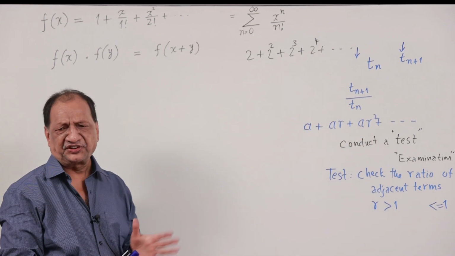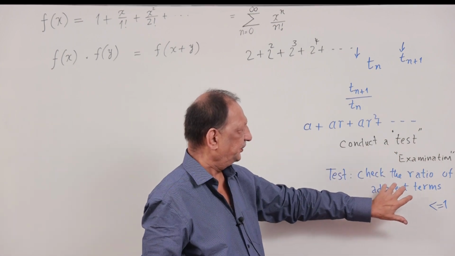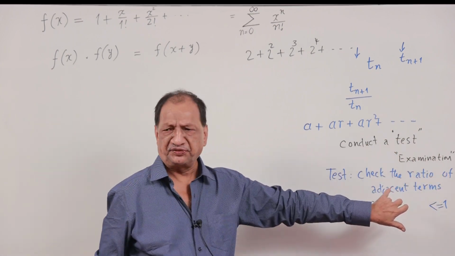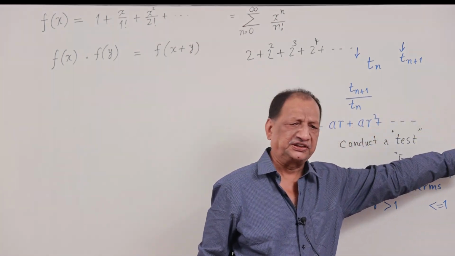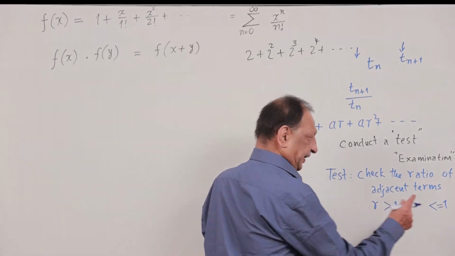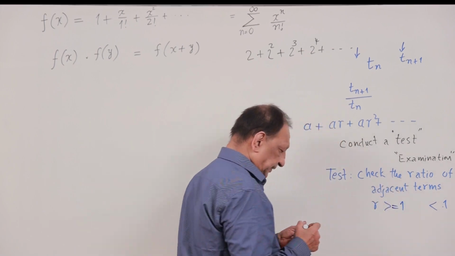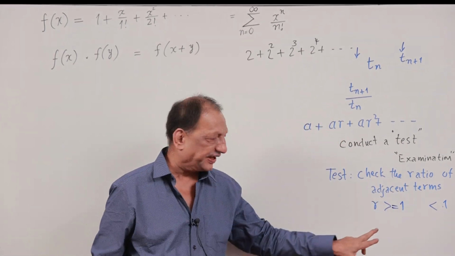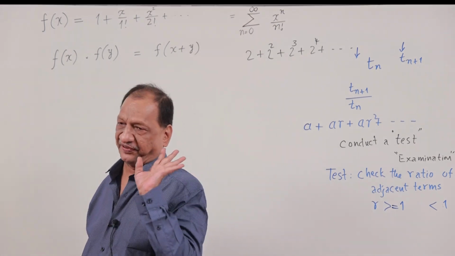So we are saying our test is very simple. When you are given a geometric series, find the ratio of adjacent terms. Since it is a geometric series, the ratio is fixed for any pair of adjacent numbers. And, I think I made a mistake, it should be less than 1 or greater than or equal to 1. If that ratio is greater than or equal to 1, it is divergent. If the ratio is less than 1, it is convergent. It's a simple test, right?